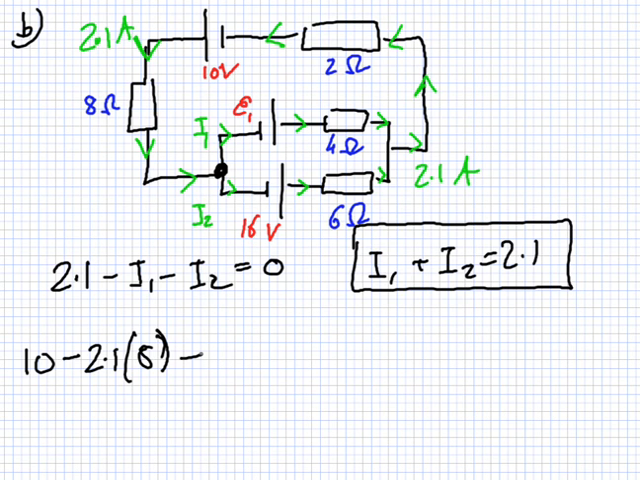So that is a plus 16 minus 6I2 minus 2 times 2.1 equals 0. That's the outermost loop. If the second battery were connected in the direction opposite to the first one, it's subtraction. That's the only difference. That's 0.833. Hang on, I'll check it.